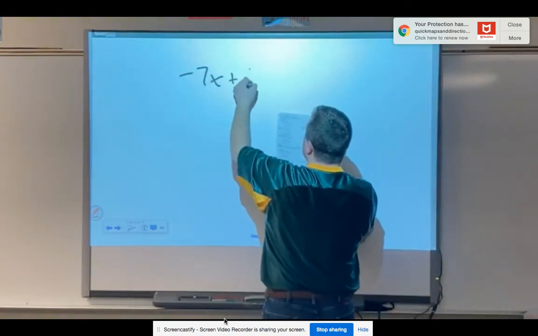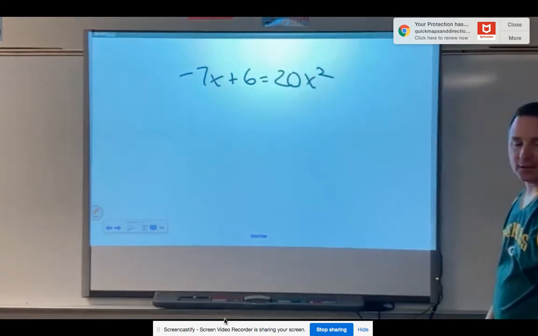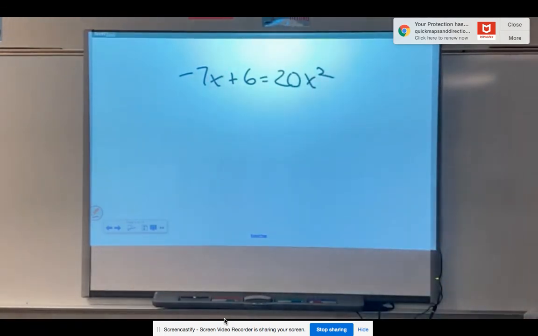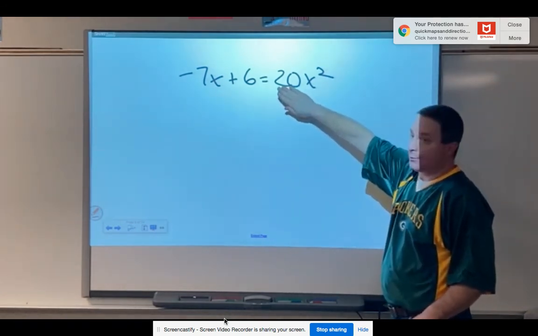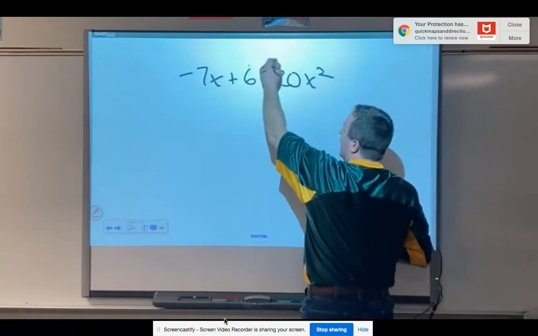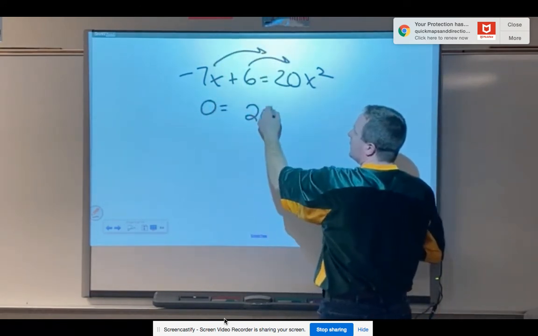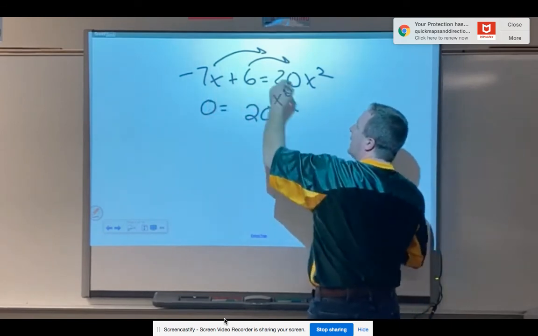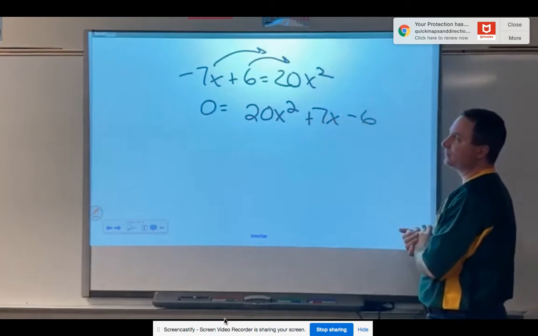Negative 7x plus 6 equals 20x squared. Again, things are out of order. Remember, we always want the x squared term to come first, and we want that x squared term to be positive. Well, the x squared term here is on the right, and it's positive on the right, so I'm going to keep it on the right. So with that being said, what if I move those guys over to the other side, kind of like I did a minute ago? 20x squared, I'd have to add 7x, and then subtract 6.